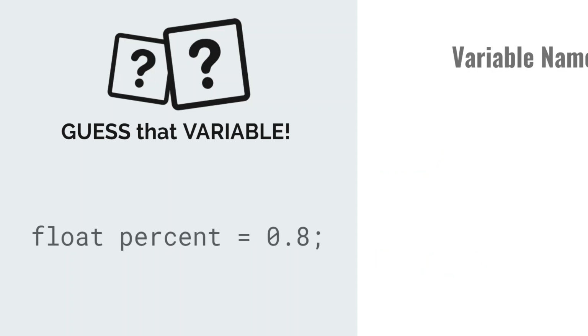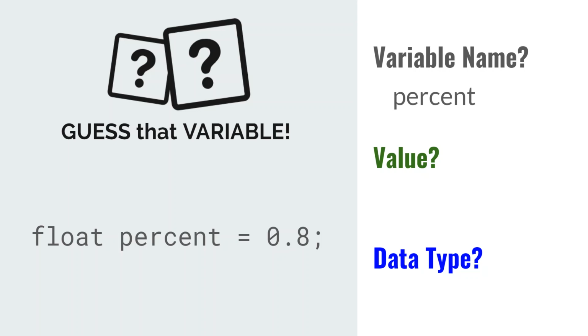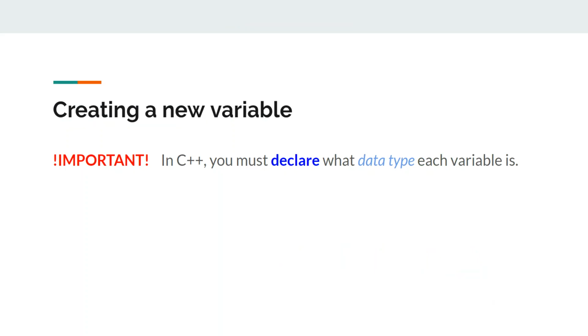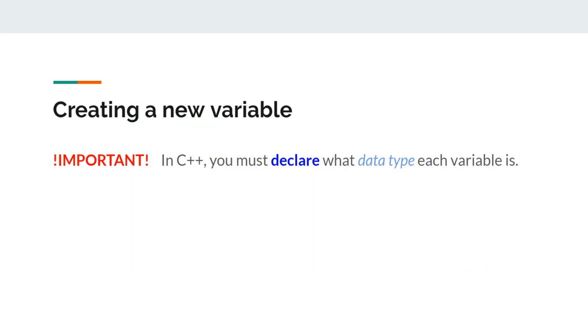Guess that variable. Oh, tough one. Variable name, value, data type. Well, the name is %. The value is 0.8. The data type, floating point. Float is the abbreviation. And now, that's all of the Guess That Variable quiz. Now it's time to learn how to create new variables.